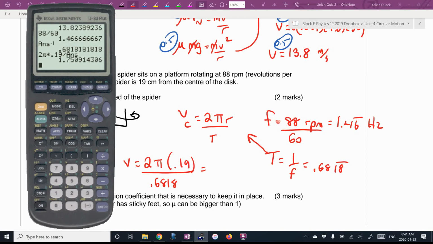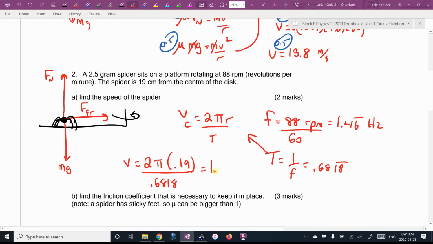Do you get 1.75 meters per second? So if you got that, 2 out of 2. Otherwise, I would give you a half mark for that, a half mark for finding the period, and then a half mark for the answer.